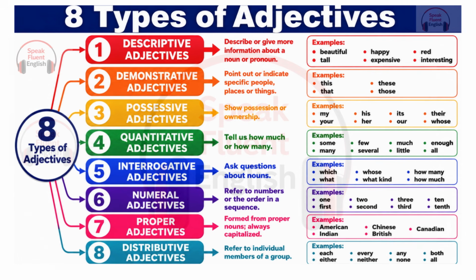Possessive adjectives show possession or ownership. They tell us who something belongs to. For example, my, your, his, her, its, our, their, and whose. Now, let's practice some simple sentences together.